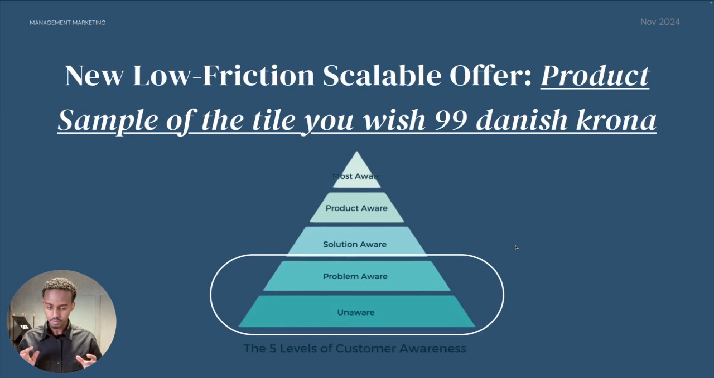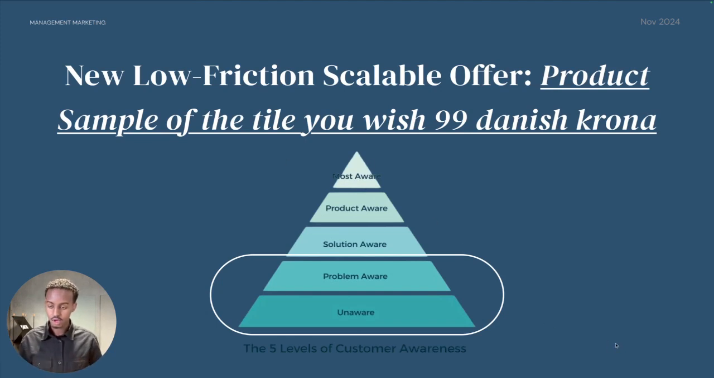Now, that low friction offer was an offer that pretty much changed everything for us. And what that offer did was it allowed us to scale our paid advertising efforts, because in this industry and for most of the companies in this industry, they only essentially utilize the paid advertising efforts for people who are most aware or product aware.